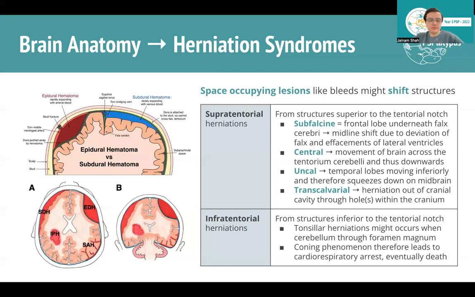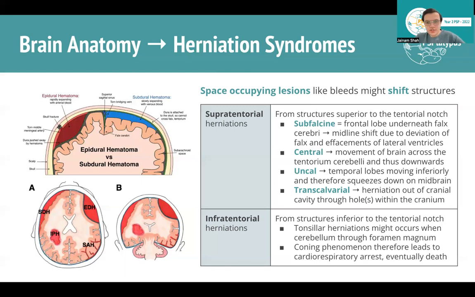So supratentorial is above the tentorium, so above the tentorial notch more specifically, and you've got four main types. Now I've forgotten to put a diagram here, which is very not smart of me to do, because the diagram does help quite a bit. So I apologize for that. But if you look at the notes, you'll find the diagram there. Or even if you search online, there's a really nice diagram somewhere online.